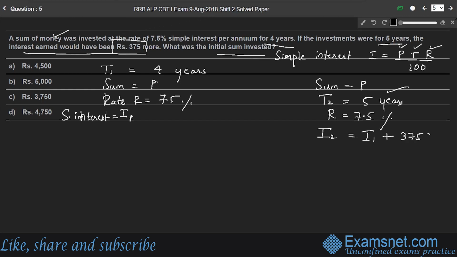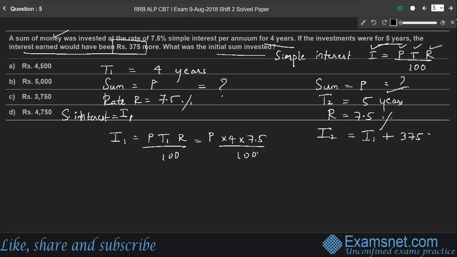So what was the initial sum invested? What's the value of P then? For that, we are directly using the simple interest formula. Here I1 is equal to P, the sum, into T1, the time period, and R by 100. So let P be as it is. Time period is 4 years and rate of interest is 7.5 by 100 is I1.